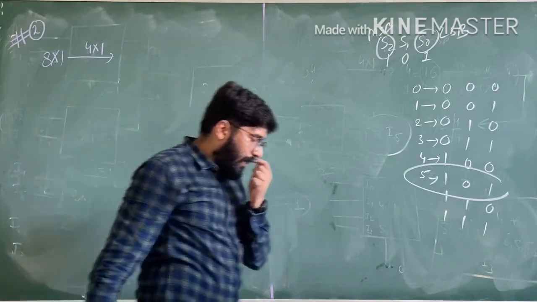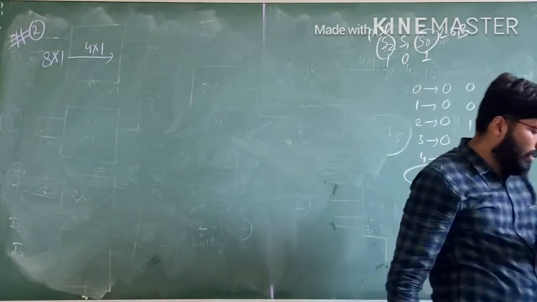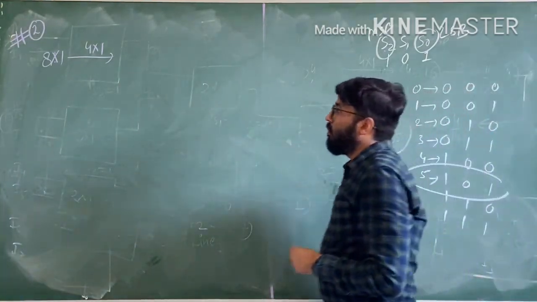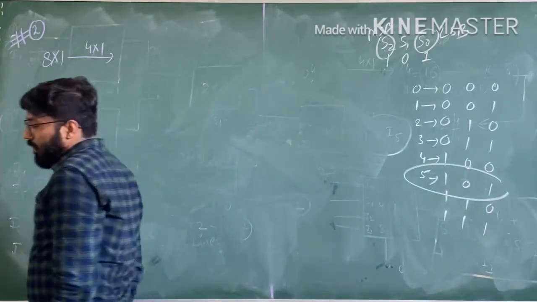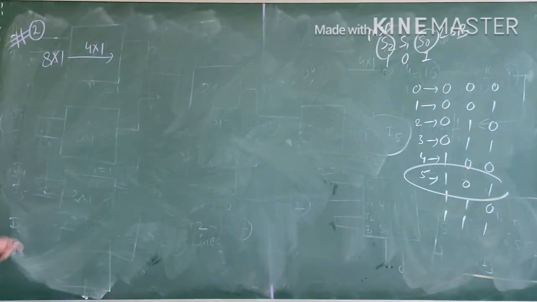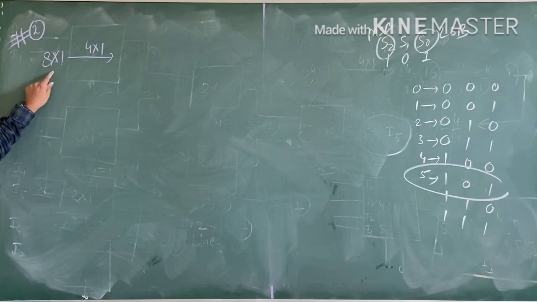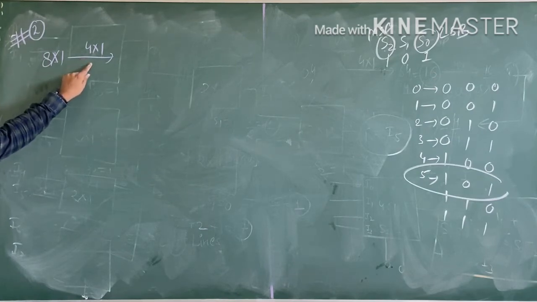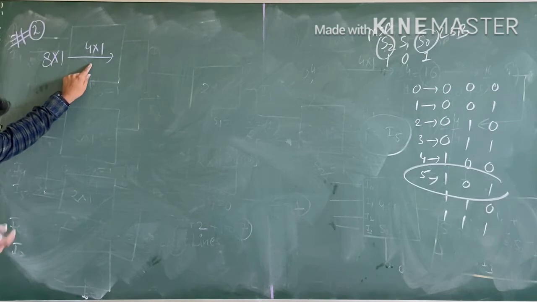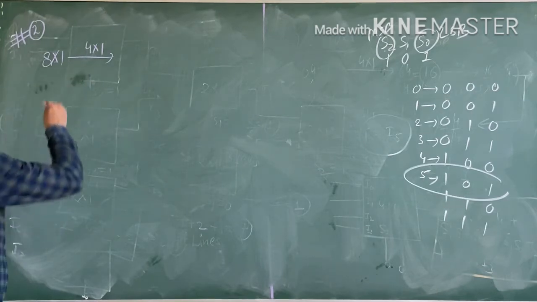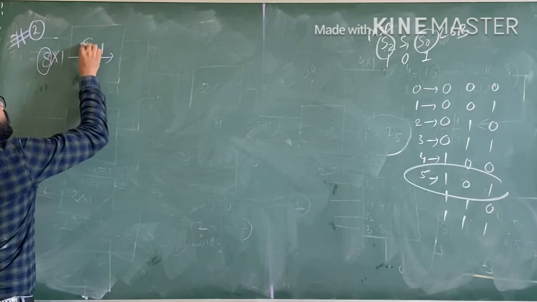That you have to design. So you have to find the number of muxes while using 4 cross 1. Suppose you have to find the number of muxes of 4 cross 1. As I said previously, you have to divide the desired muxes by the given muxes until you get the remainder 1. Suppose this is the desired mux, this is the given mux.